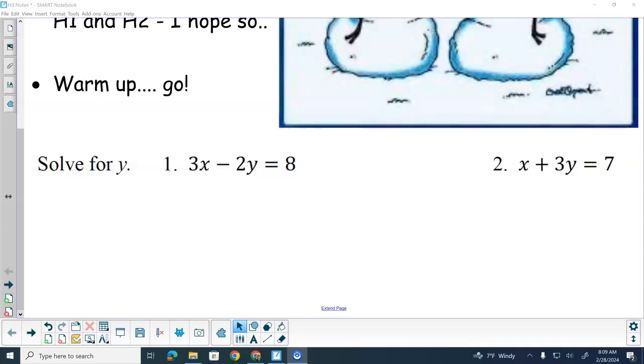We're going to subtract 3x from both sides. That makes that go away, right? What are we left with then, after we subtract 3x? I think what I heard you say was negative 2y equals negative 3x plus 8. Is that what you said? Okay, all right, that's good. Next step.